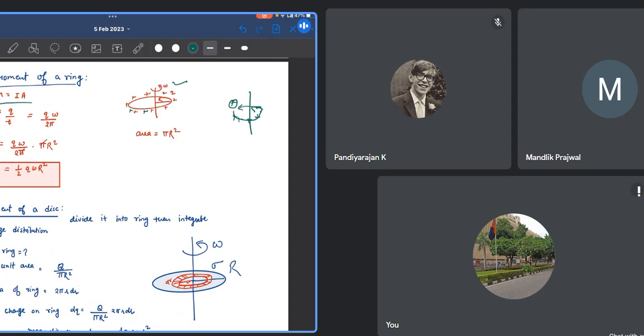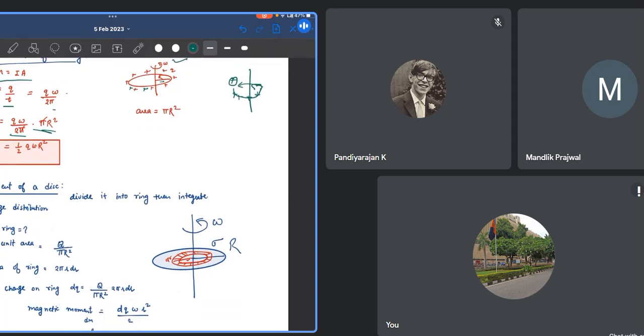Basically, you have to calculate I into A. I is given by charge by time. So charge is Q, time is 2 pi by omega. So we just put the value of I into A, which is pi r square, and this will become your magnetic moment. Now we have to calculate what is the magnetic moment of this. The difference between the previous structure and this one is that now your charge is distributed across a whole surface.